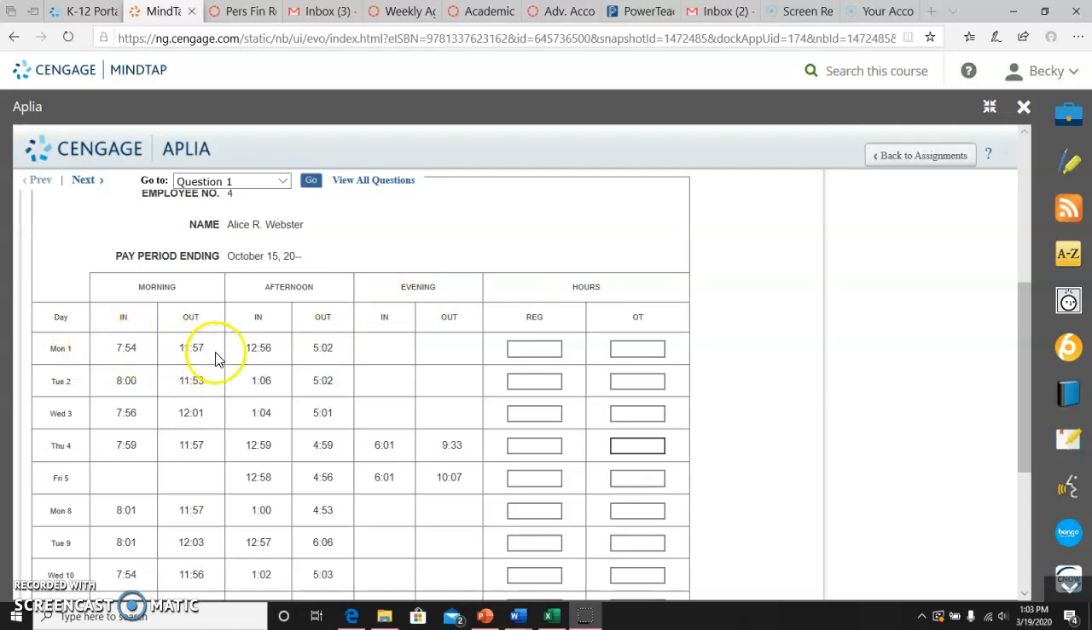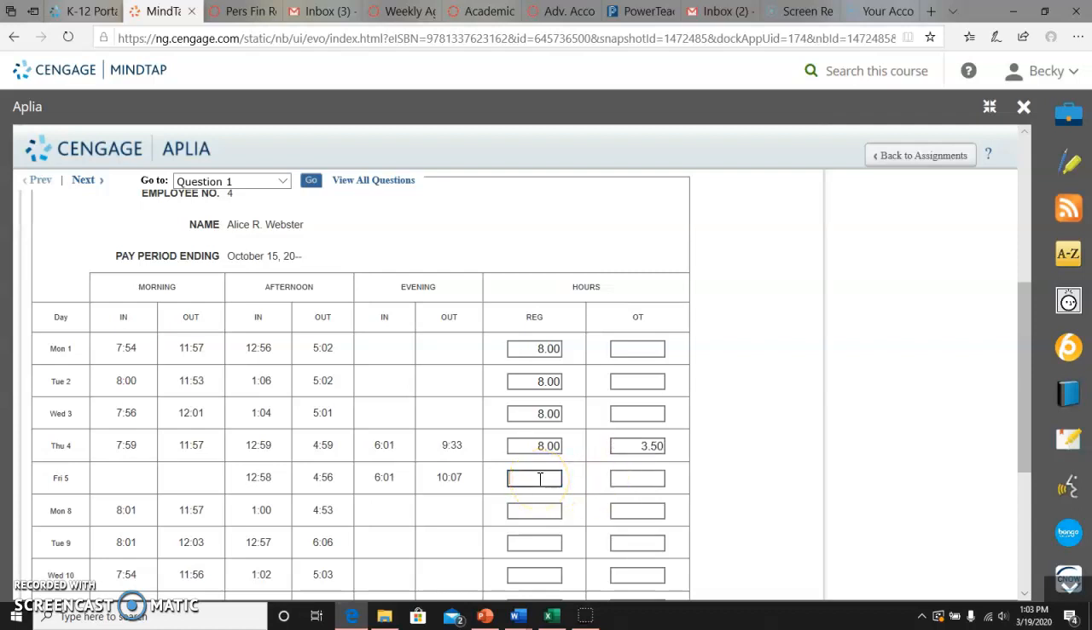This is working 8 to noon, 1 to 5, if we're rounding. That's 8 total hours. 8 to noon, 1 to 5, 8 total hours. 8 to noon, 1 to 5, that's 8 hours. And then in the evening they worked 6 to 9:30, so that's 3.5 hours.